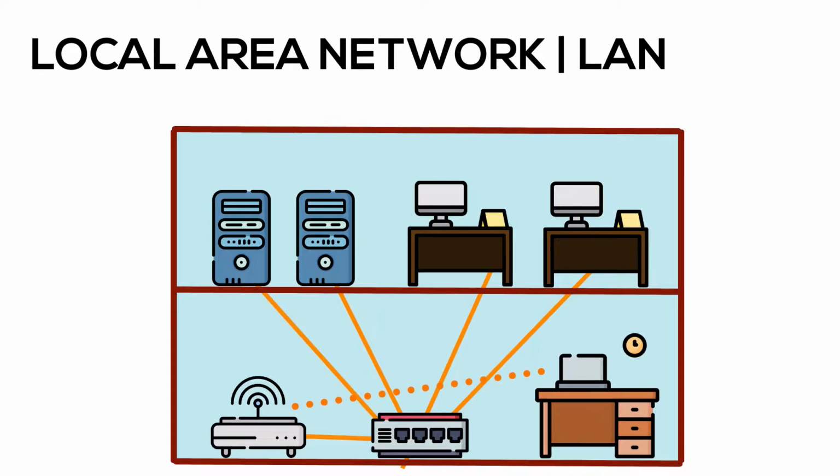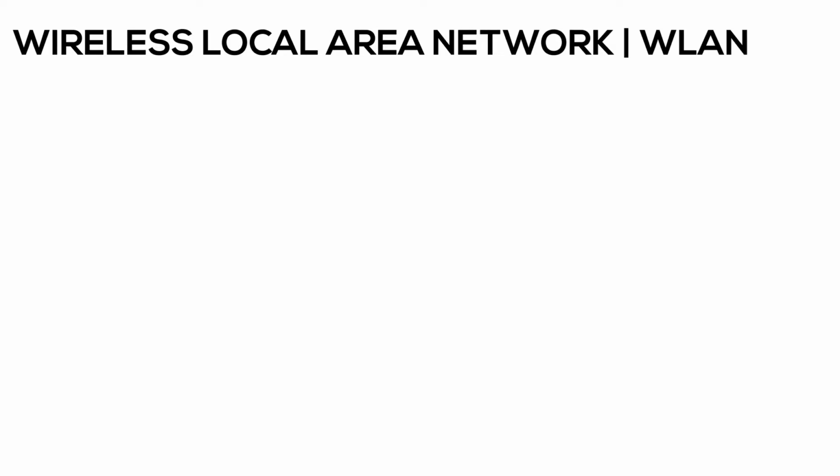And again, you may have seen this in your school building or your working office. But remember, this network is larger than a PAN network and smaller than a CAN network, which we'll be talking about later. There is also another network type called Wireless Local Area Network, or a WLAN network.